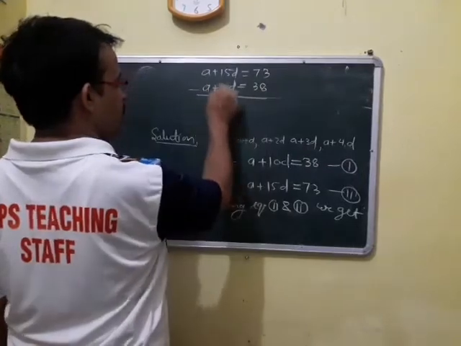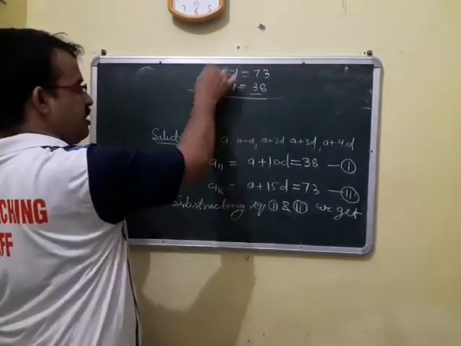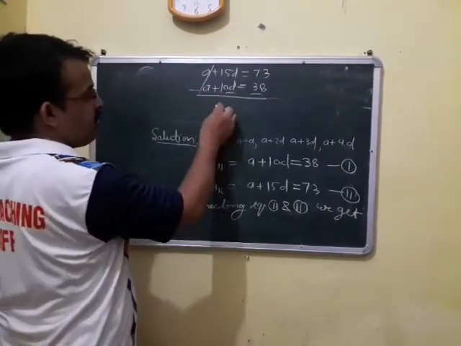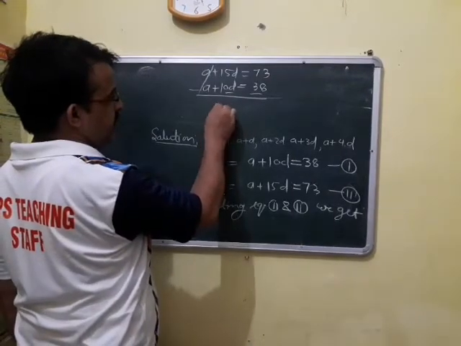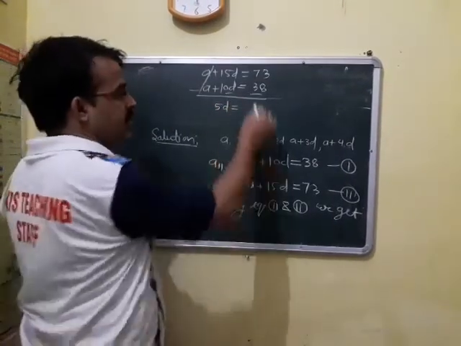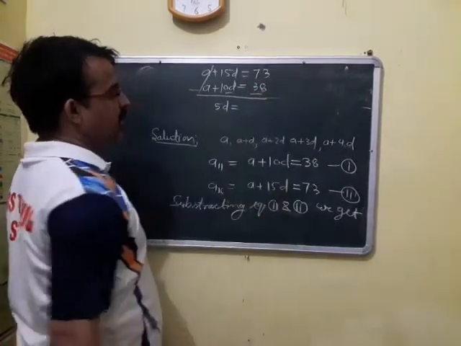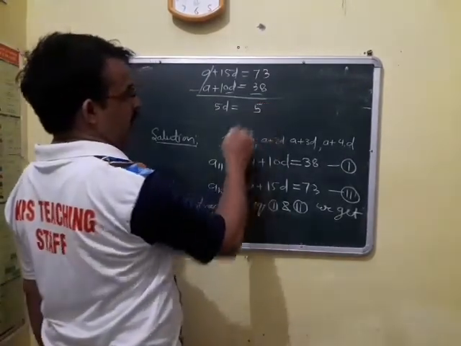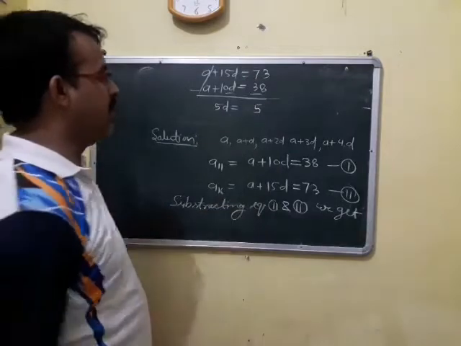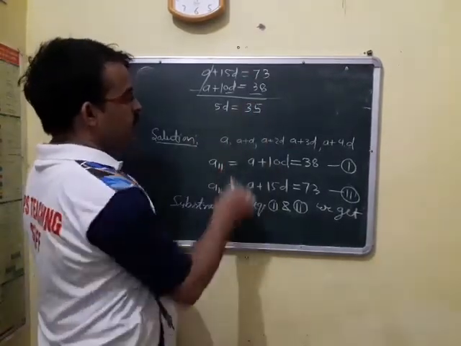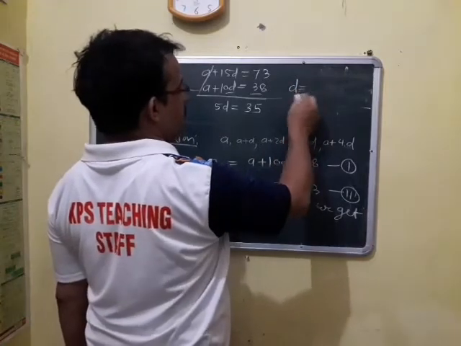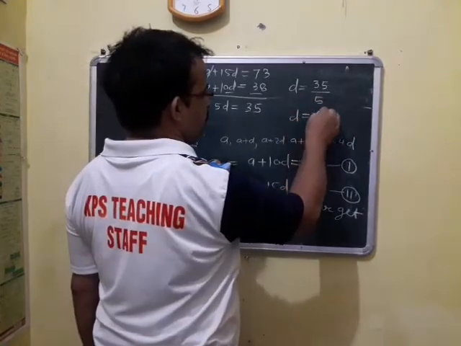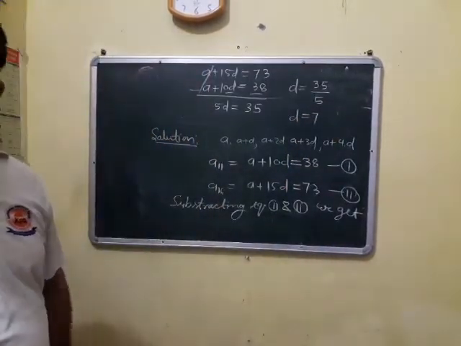Now minus, minus, minus. So a cancels, positive and negative, and 15 minus 10 gives 5d, and 73 minus 38 gives 35. So d is equal to 35 by 5. So d is equal to 7. We found d, d is 7.